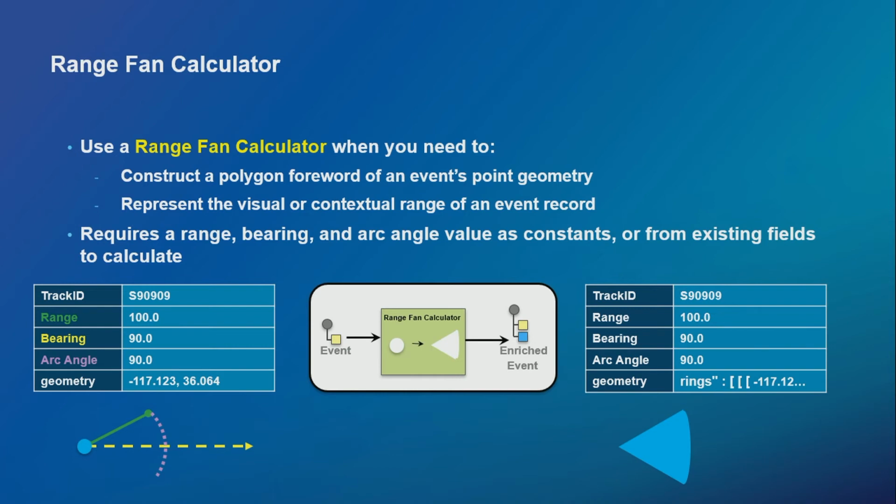So if you always know your range is going to be 2 miles, we can put that in the processor, or we can have it look at a particular field within our incoming data. And so that way we get kind of that dynamic change. So as the data is coming in, your range is changing, bearing changing, arc angle values changing, we can see our range fans change. So constant or dynamic.